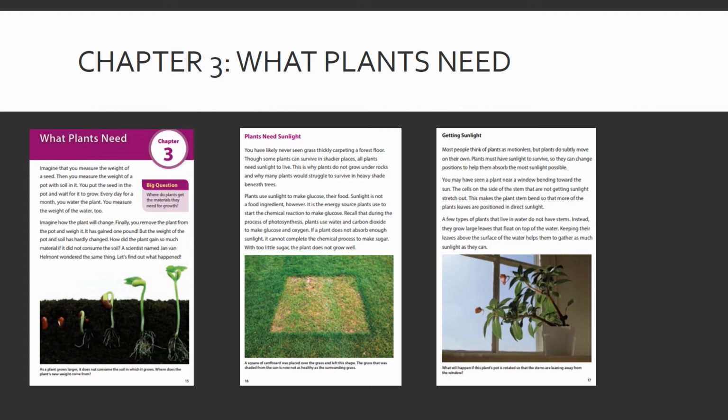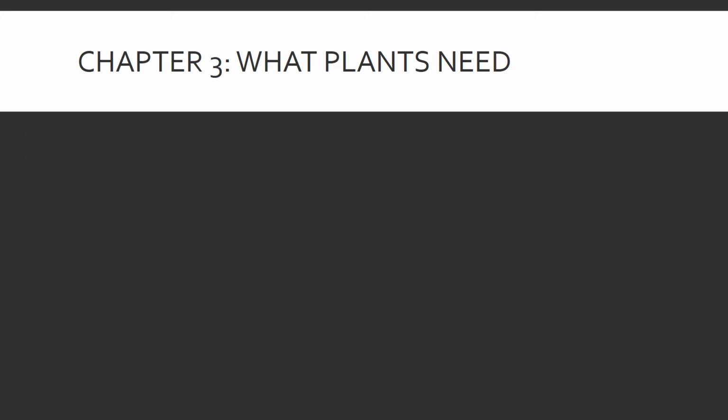A few types of plants that live in water do not have stems. Instead, they grow large leaves that float on top of the water. Keeping their leaves above the surface of the water helps them to gather as much sunlight as they can. So let's look at this picture and think, what will happen if this plant's pot is rotated so that the stems are leaning away from the window? What do you think might happen? Do you think you might see a change in the way the plant is facing? Do you think the plant will move? Let's continue.